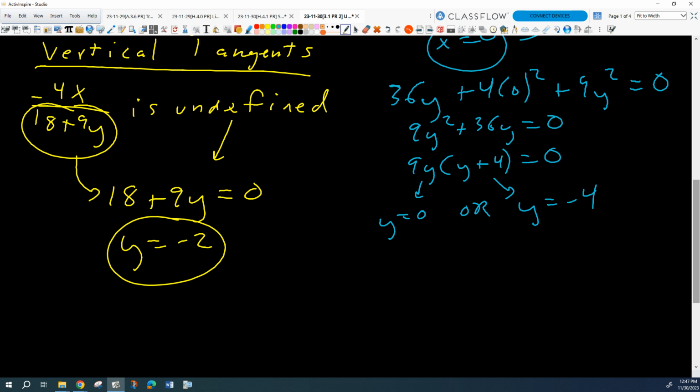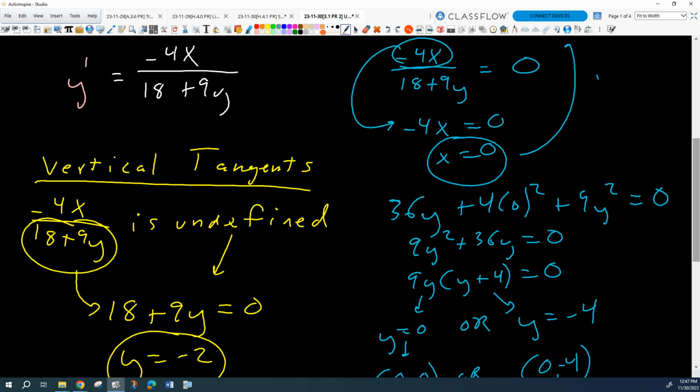So then what are my ordered pairs? 0, 0 or 0, -4, because we already knew that x was 0, right? That's what we plugged in to solve for y.